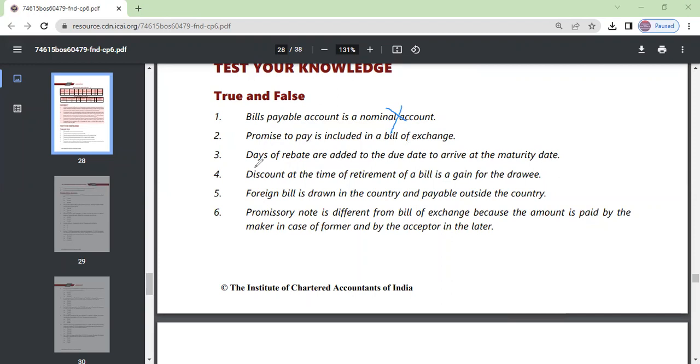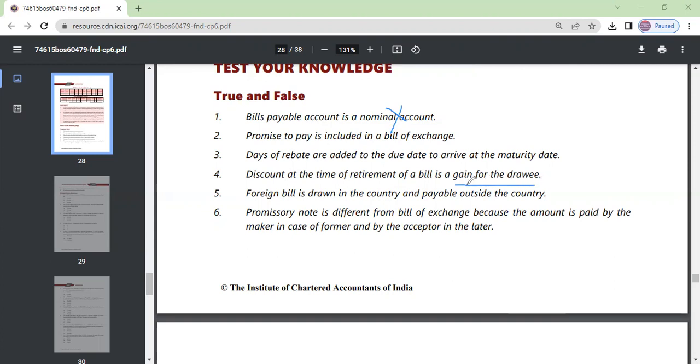3. Days of rebate are added to the due date for arriving at the maturity date. Okay. Which days are we adding? Grace days. So not rebate days, grace days. So the answer is false. 4th, a discount at the time of retirement of a bill is a gain to the drawee. What is retirement? The drawee pays the bill amount before the maturity date, then the drawer will give the discount. The discount is a loss to the drawer and a gain to the drawee.